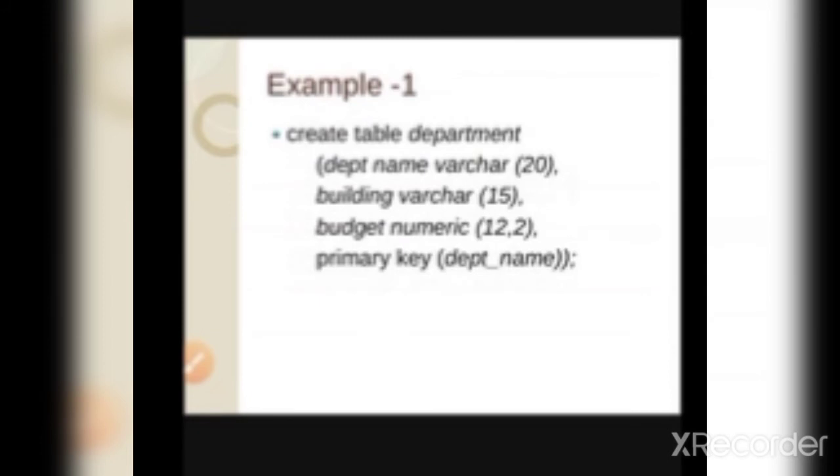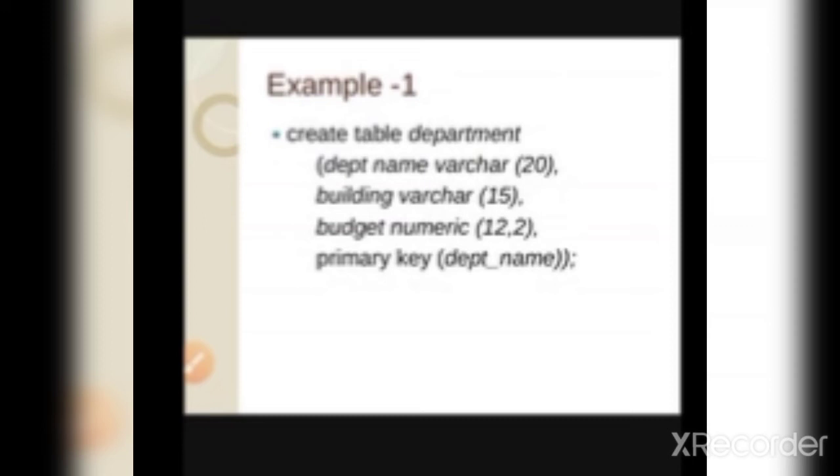For example, let's see the first example. Create table department. Here we are creating a table department with attributes department name, building, budget. In brackets we are specifying the attribute department name and its data type, which is varchar, and we have also specified the maximum length, that is 20, and building with its corresponding data type varchar, budget numeric. Here we have also specified the primary key integrity constraint.